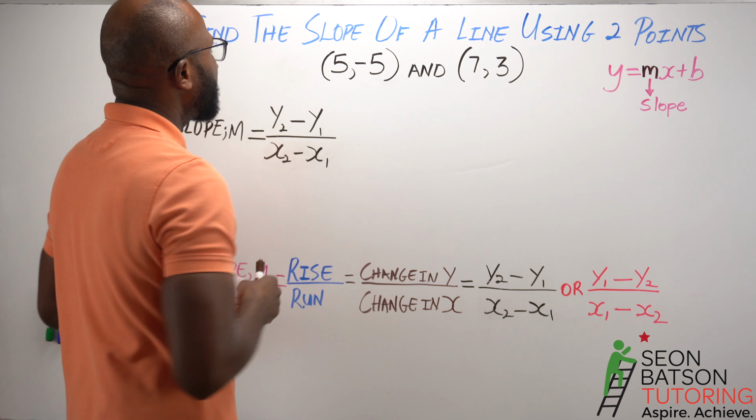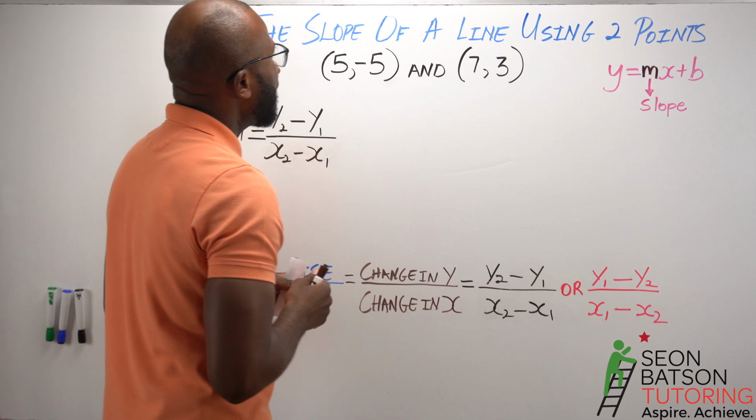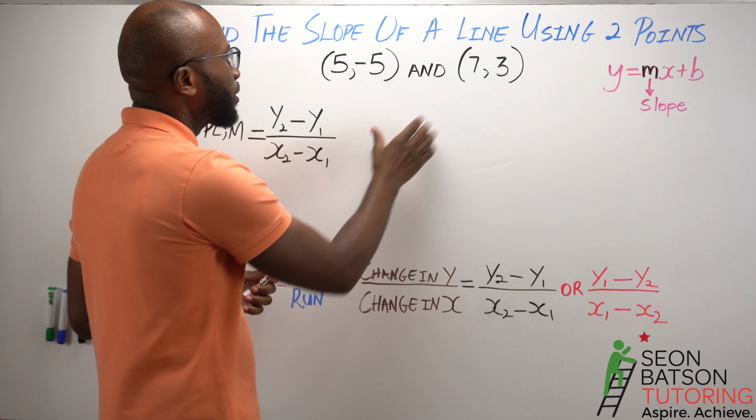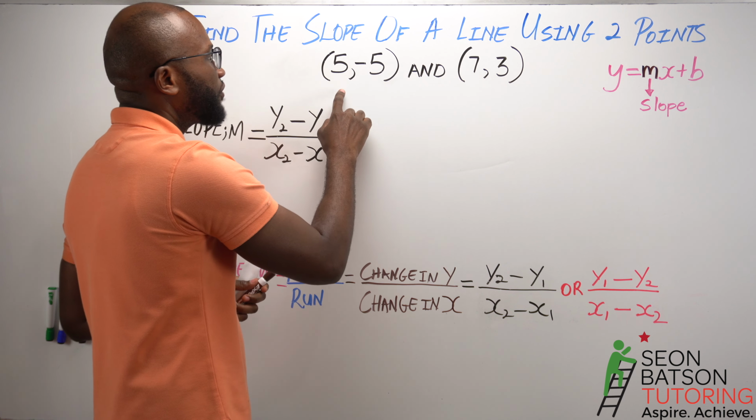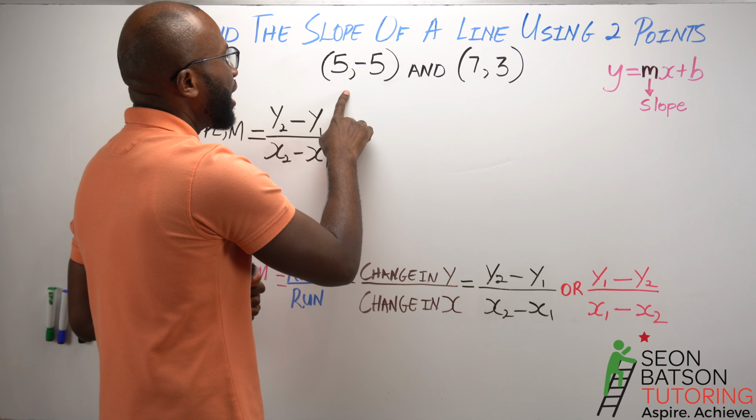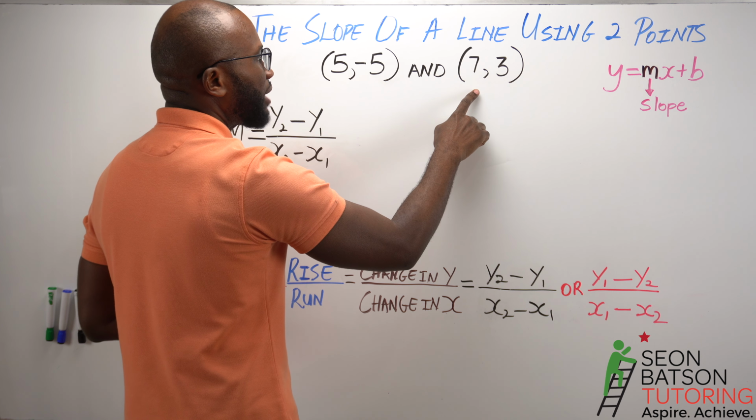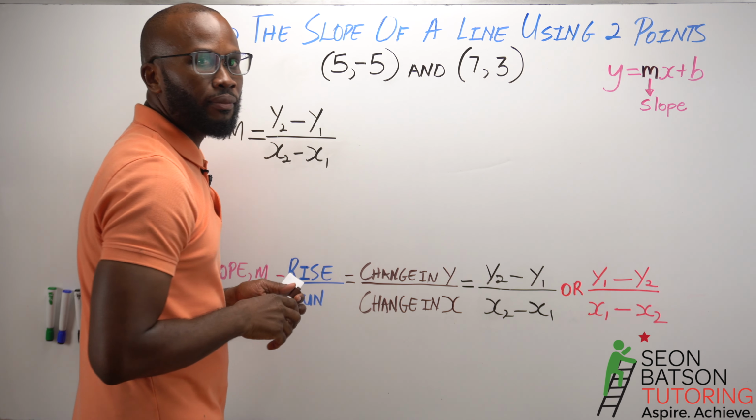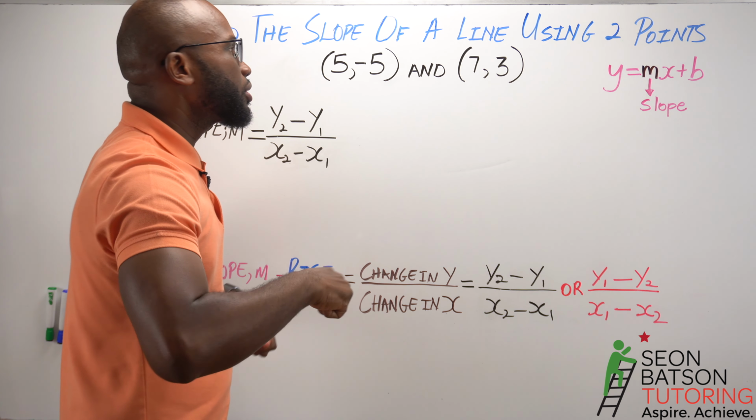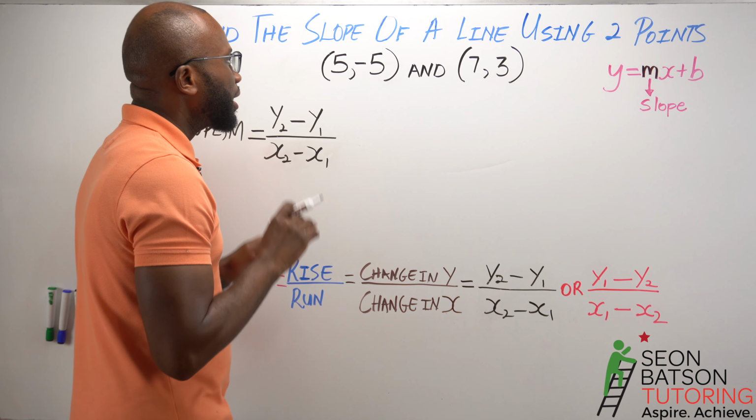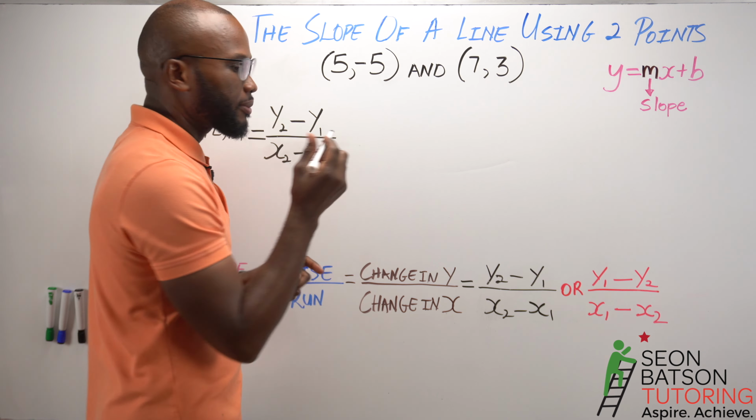For the first example here, we want to find the slope of a line using these 2 points. The first point we have is (5, -5). The second point we have is (7, 3). The very first thing we are going to do is label our points. Remember, each point has 2 coordinates.